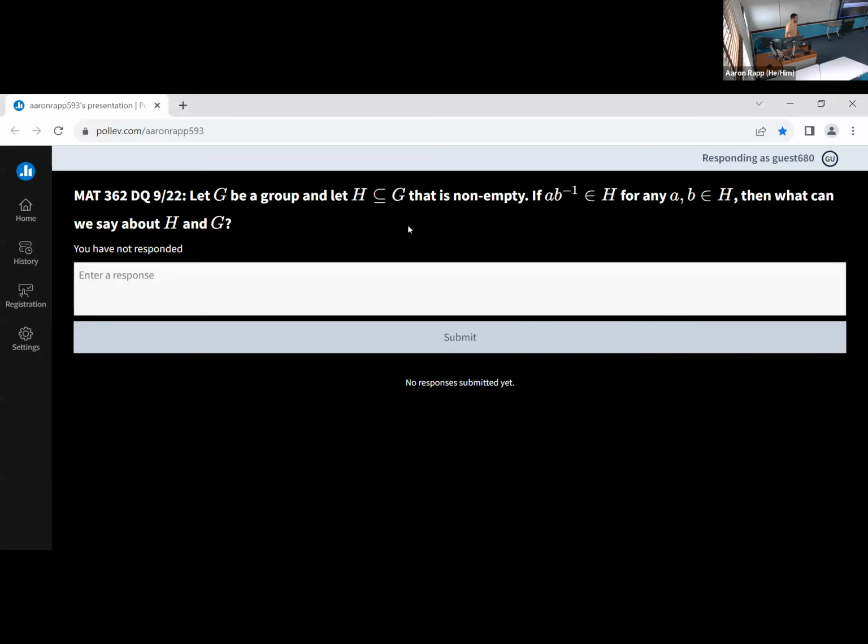So choose a group G, H a non-empty subset of G. Property that is A times B inverse is in H for any A and B. What can we say about H and G?